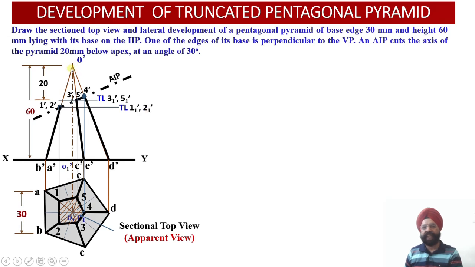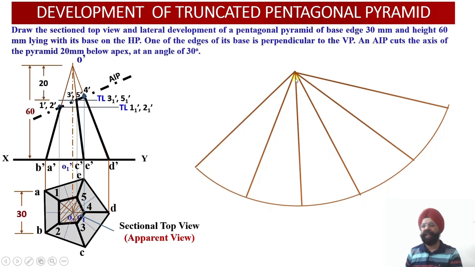So I will be discarding this radius. This will not be taken into account. Instead, wherever points of intersection 1 and 2 have to be located, the distances O dash 1 dash and O dash 2 dash will be used over there. So now you see, for the 5 points of intersection, the true lengths have been located on this particular true length, right? So let us start working on the development of the pentagonal pyramid.